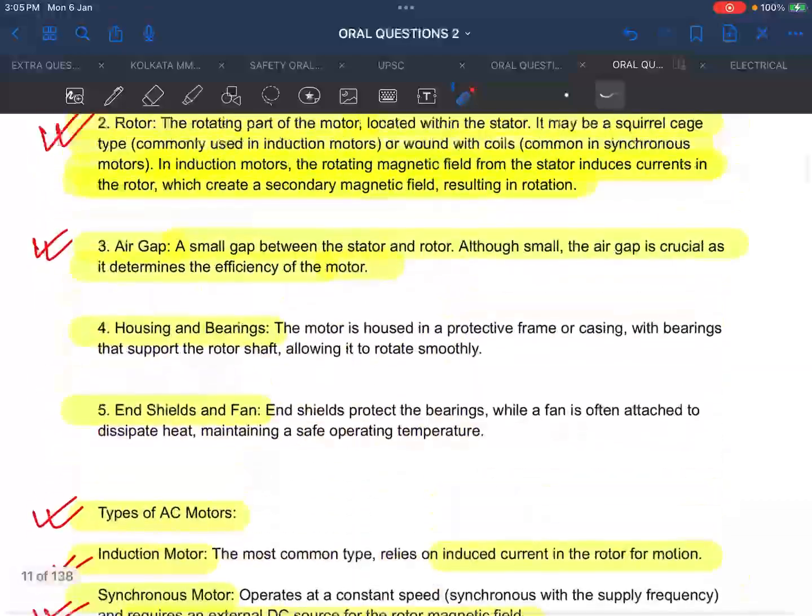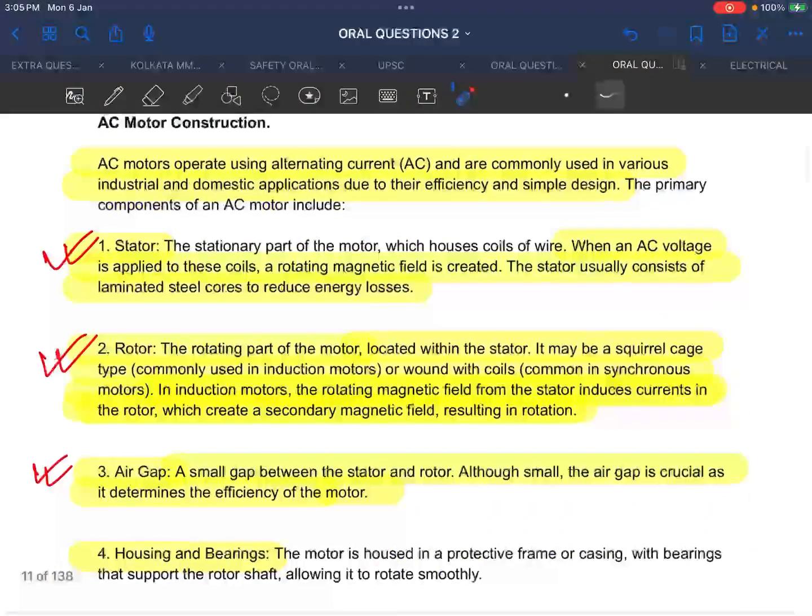You just read here. AC motor construction: the stator is the stationary part of the motor which does not rotate, and it houses the coils. When AC voltage is applied to the coils, a rotating magnetic field is created. How the motor works, I will explain each and everything. Here they ask about the construction, so I will not explain the working. I will just explain the construction.